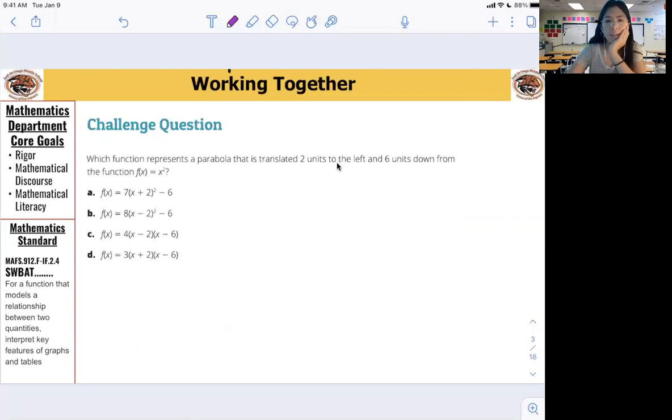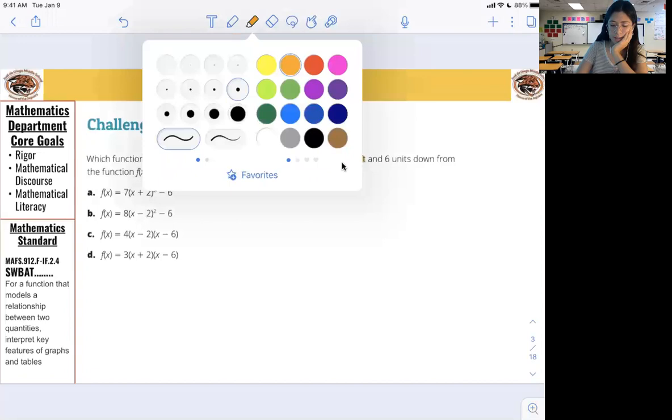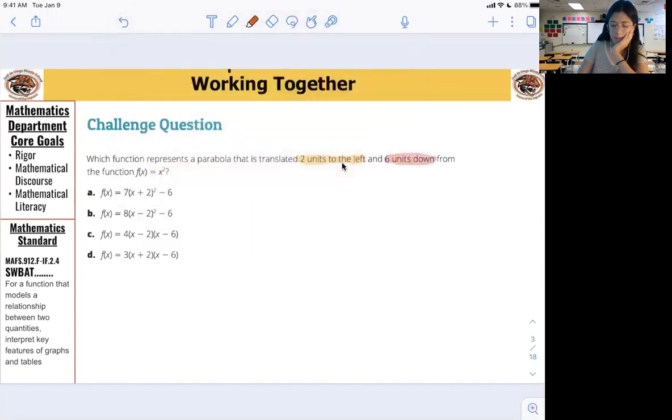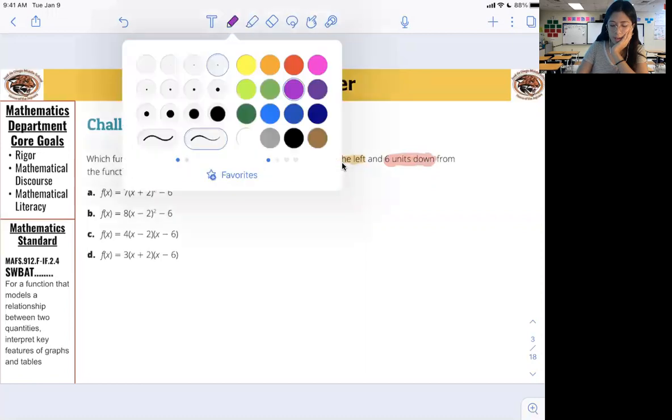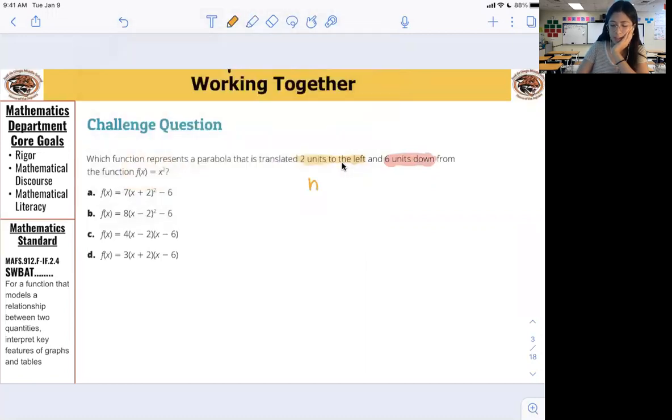Let's talk about it. 2 units to the left, 6 units down. If I'm going to the left, that means h is -2. But what do you have to do when it's in the equation? Flip it. You got to flip. So it's going to be h plus 2 in the parentheses. That was the biggest misconception.